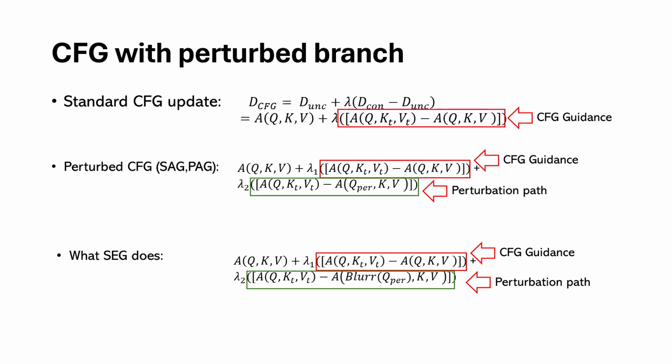These limitations motivated recent perturbation-based methods like self-attention guidance, or SAG, and perturbed attention guidance, or PAG, which introduce an additional perturbation path from the philosophy that if we add a weak model path, it will drive CFG towards better generation. SAG and PAG follow heuristic perturbation through different modifications of self-attention. SEG, or smoothed energy guidance, is also a successor of these methods.